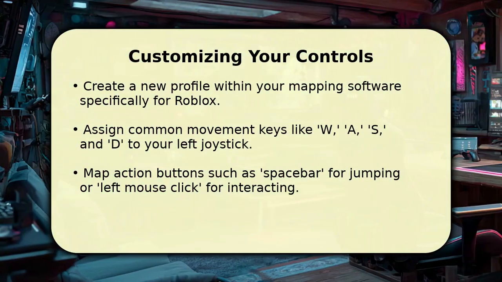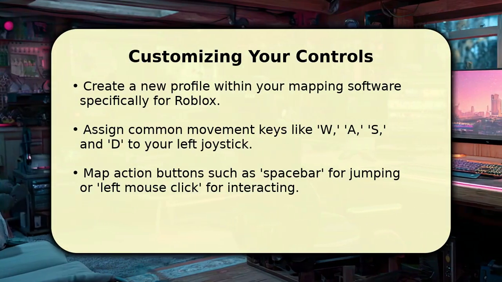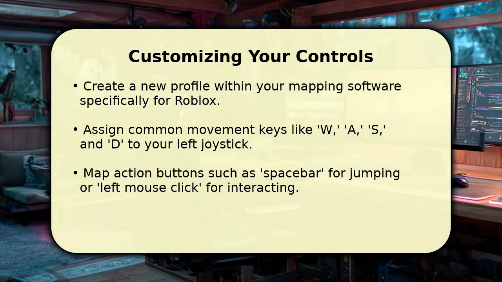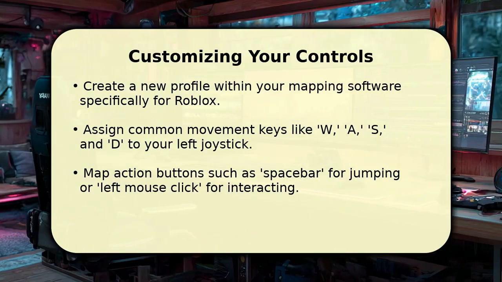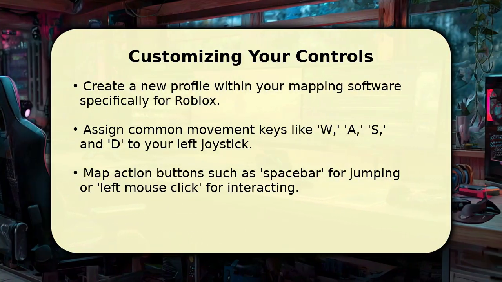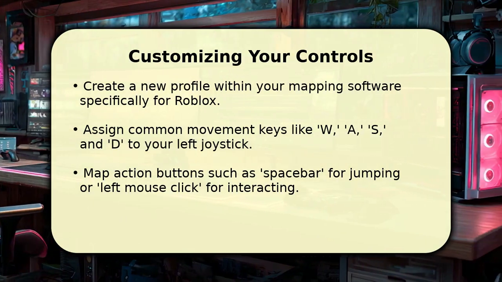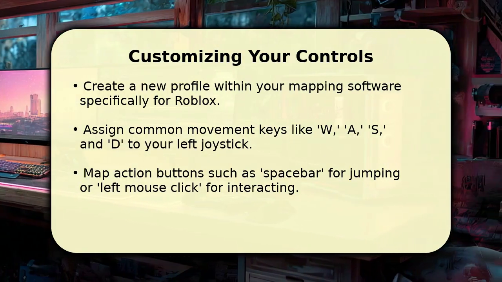Next, create a dedicated profile within your chosen mapping software exclusively for Roblox. You should assign your left joystick to replicate the classic W, A, S, and D movement keys. Then, map your action buttons. For instance, make spacebar for jumping or left mouse click for interactions. Always remember to save your carefully customized profile once all your adjustments are complete.